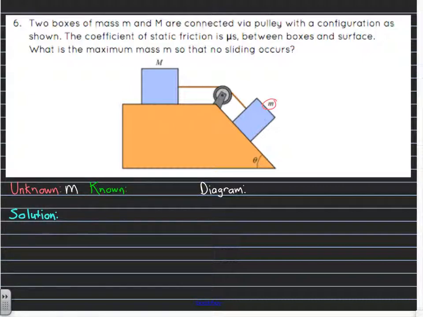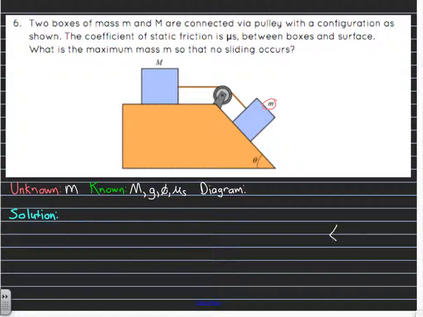So the first thing is we need to see what we need to solve for, which is m. The next thing is we need to know what we know. We know big M. We know g is implied. We know angle theta, and we know the coefficient of static friction. Next, we need a diagram. This diagram is going to be of the smaller box, mass m.